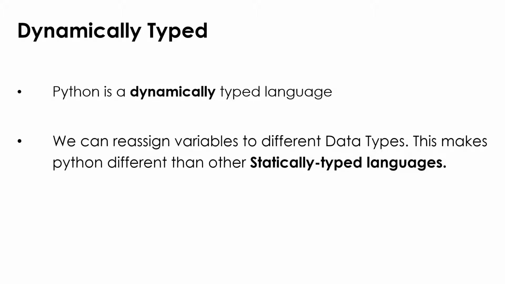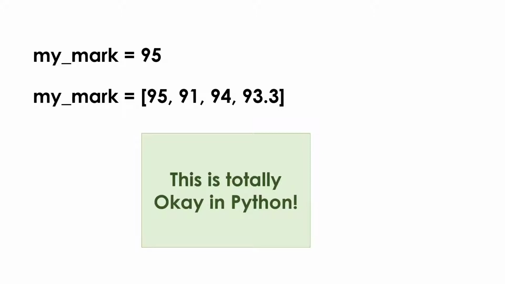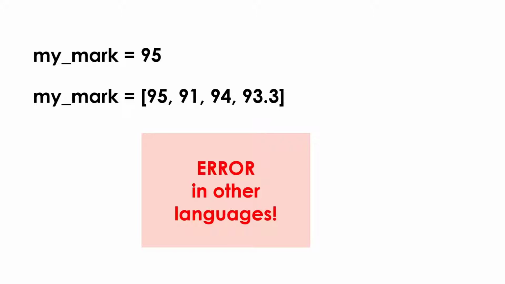Let's see with an example. Now on the screen we can see my mark is equal to 95. So this is how you can declare a variable. We are assigning an integer data type to my mark variable. And below that we are reassigning a different data type which is called a list. So basically it is having different numbers 95, 91, 94, 93.3, which is totally okay in Python. Now if we do this in a statically typed language, we will get an error.